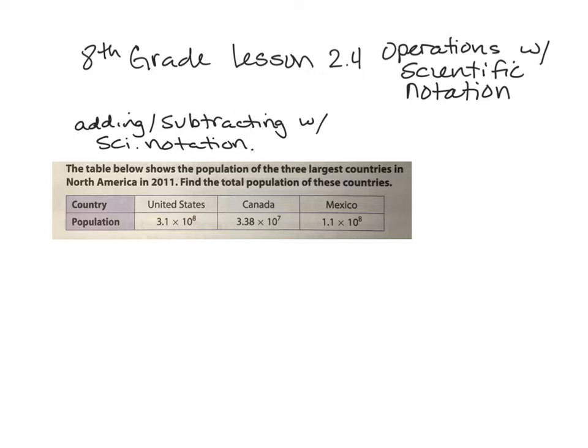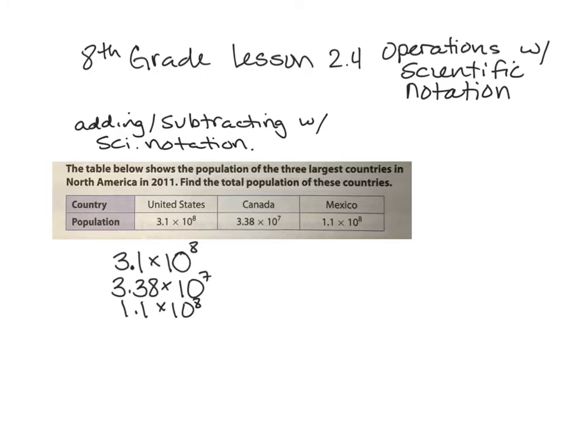This first example deals with adding with scientific notation. It has a table that shows the populations of 3 different countries, and the question is, find the total population of these countries. You know that if we're finding the total of something, we're adding it up. So we know we're going to add these numbers together.